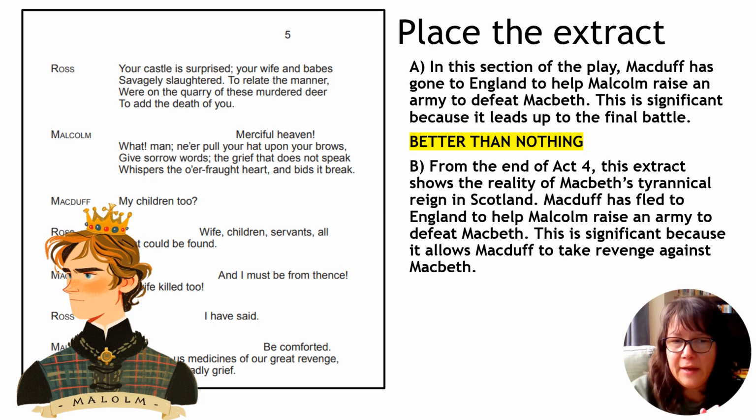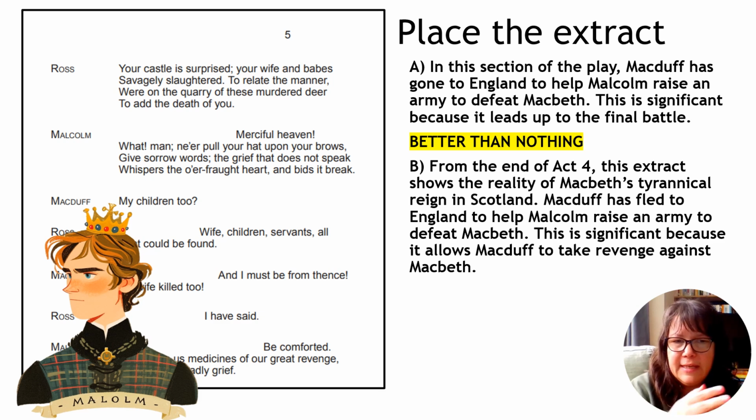So from the end of Act 4, you don't get any additional marks for saying where it comes from, but you're showing that it's coming later in the play. This extract shows the reality of Macbeth's tyrannical reign in Scotland. And that's that whole idea that this is a reaction to what's happening in Scotland with Malcolm and Macduff in England. Macduff has fled to England to help Malcolm raise an army to defeat Macbeth. This is significant because it allows Macduff to take revenge against Macbeth.